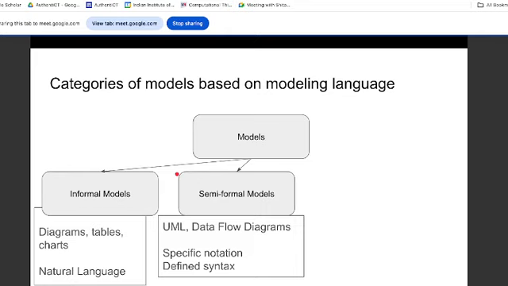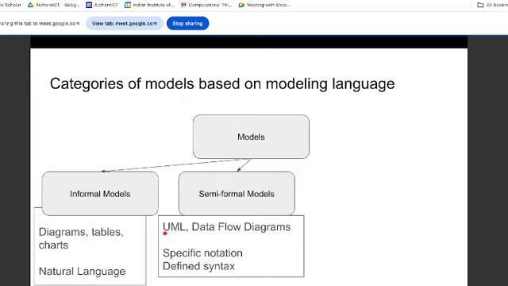Then there were semi-formal models. So in semi-formal models, we still use specific notation instead of using natural language, like a simple English statement. We use a specific notation and there is a defined syntax. However, this defined syntax may not be really addressing all the semiotics. So a lot of natural language part also comes into this. The specific notation may not be really precise to a specific language.